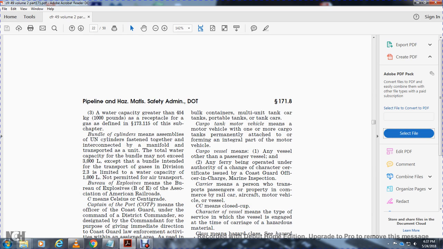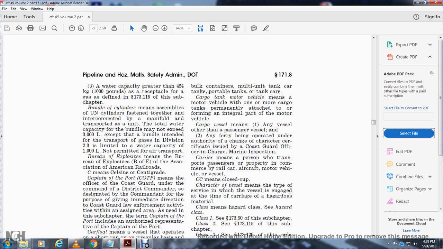Bundle of cylinders means an assembly of UN cylinders fastened together and interconnected by a manifold and transported as a unit. The total water capacity of the bundle may not exceed 3,000 liters, except that a bundle intended for the transportation of Division 2.3 materials is limited to a water capacity of 1,000 liters. Not permitted for air transportation. Bureau of Explosives means the Bureau of Explosives (B of E) of the Association of American Railroads.